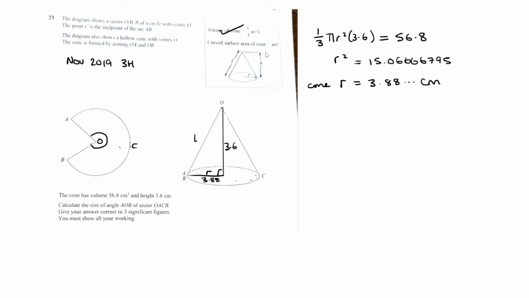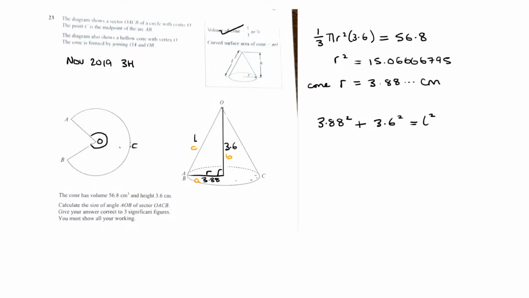So before I work out the curved surface area of the cone, I need to know the length. So I'm going to use Pythagoras. Obviously, just label the sides. A and B have to be the two vertical and horizontal sides, and C is the hypotenuse, or the diagonal. So we've got 3.88 squared, which I'll just use this number back here to have all of the decimals, plus 3.6 squared equals the length squared.